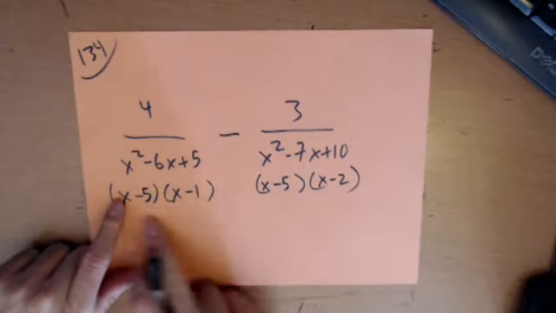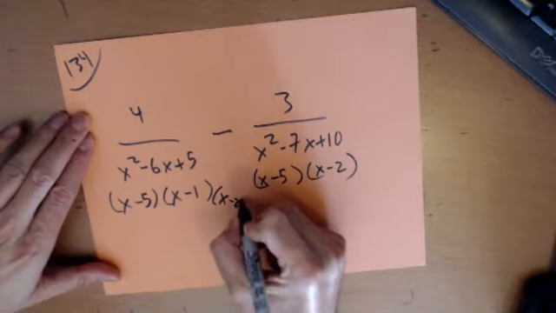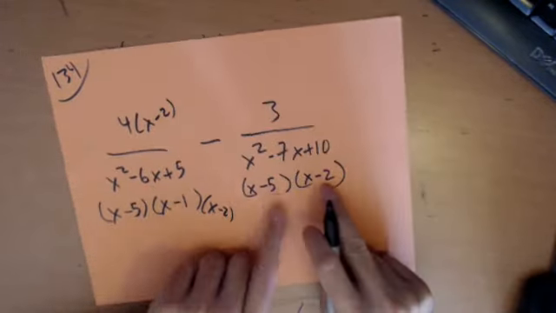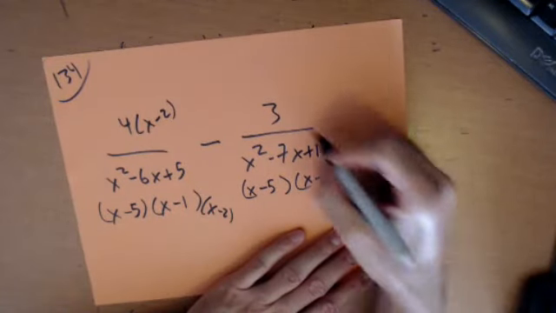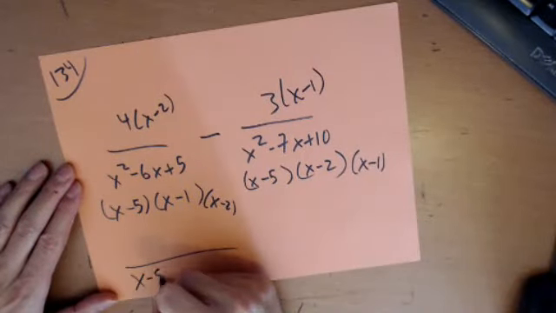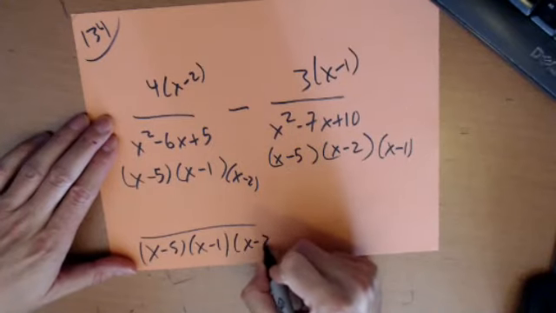So this guy here on the left needs an x minus 2. So let me multiply by x minus 2. If I multiply the bottom by x minus 2, multiply the top by x minus 2. This guy needs an x minus 1. Multiply the bottom by x minus 1, multiply the top by x minus 1. Okay, so the bottom's all taken care of. x minus 5, x minus 1, x minus 2.